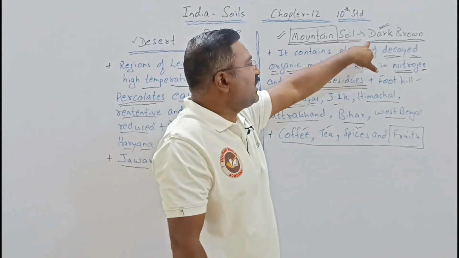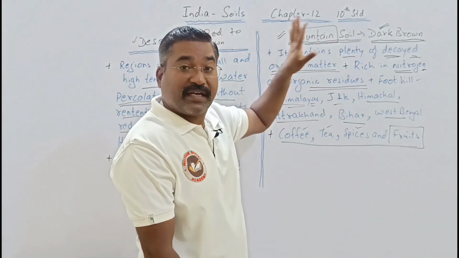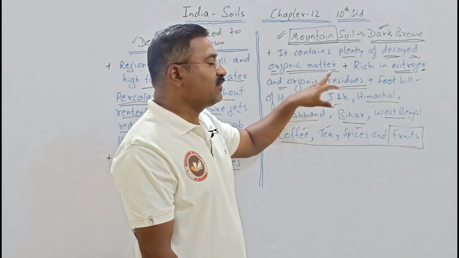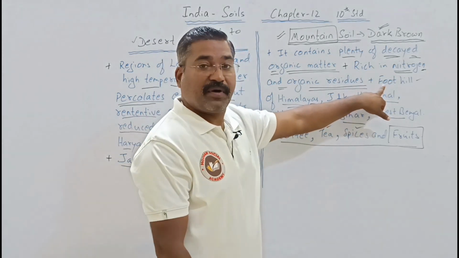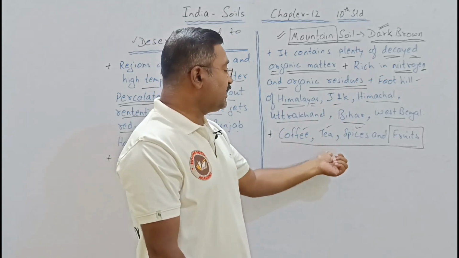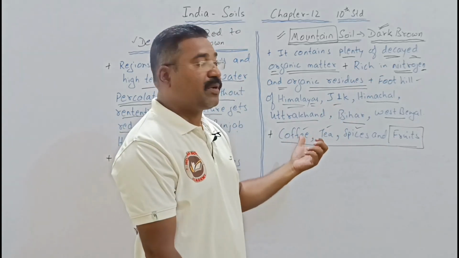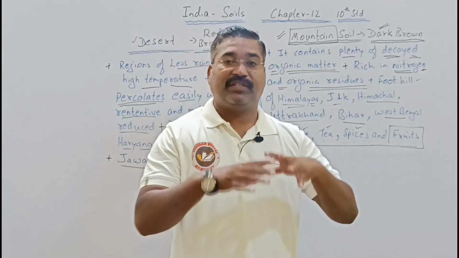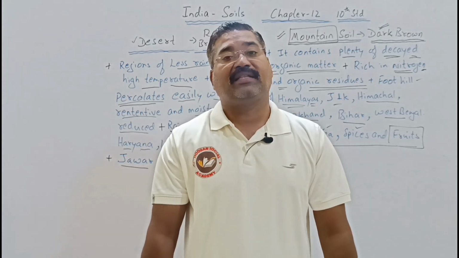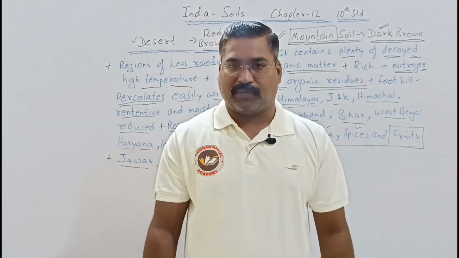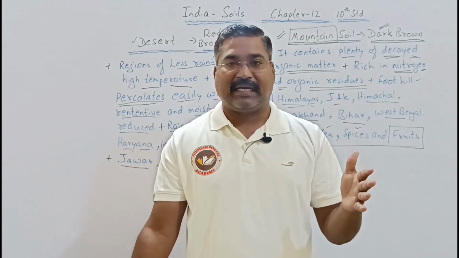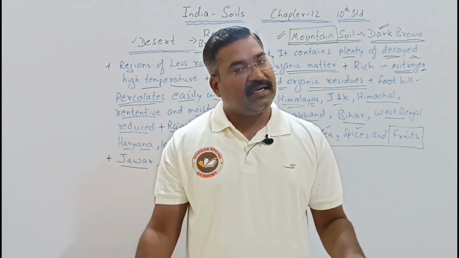In which form is it? In the dark form. This soil is very rich because of decayed organic matter. Nitrogen and organic minerals are present. It is found in the Himalayan and mountainous areas, and crops like coffee, tea, spices, fruits can be easily produced in mountain soil. So in this way, our six different types of soils help in the production of different crops. We have studied alluvial soil, black soil, red soil, laterite soil, mountain soil, as well as desert soil.